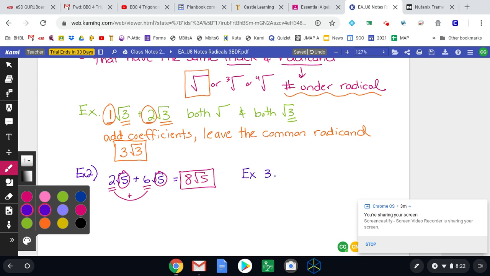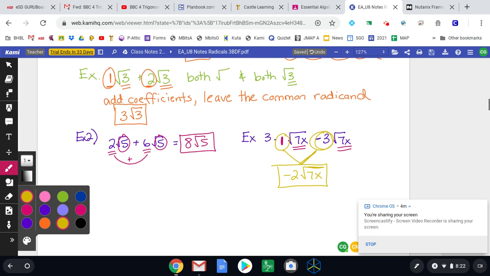Let's try another one. Let's say I have a radical 7x, and I want to take away 3 radical 7x. So again, same common radicand. So 1 out here. I want to combine my coefficients. So a 1 minus a 3. There's a negative 2 radical 7x. The radical stays over the expression there.